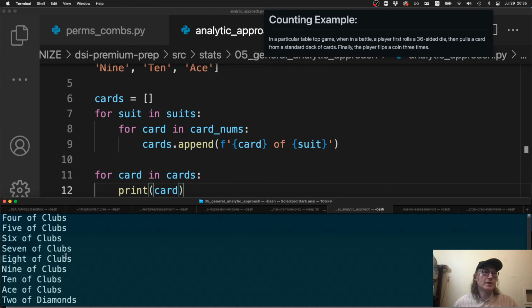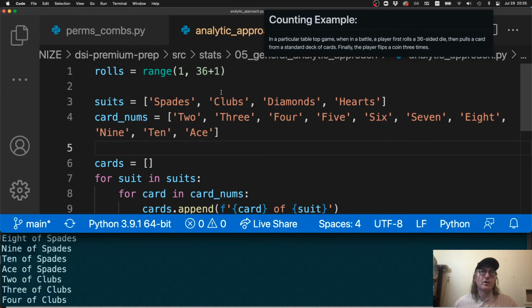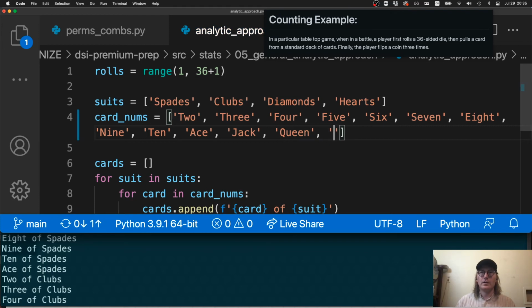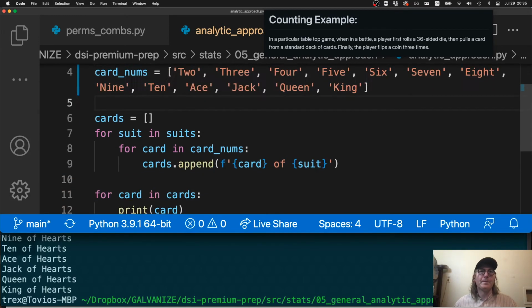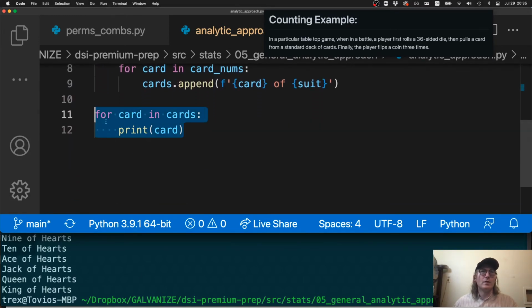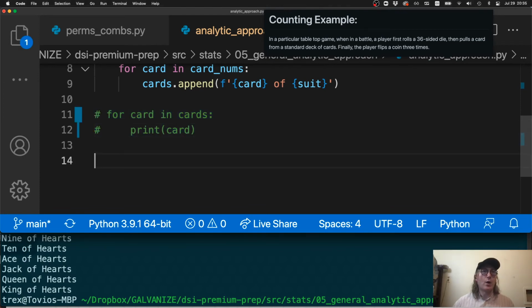Oh, you know what? We don't have all of them in there. Sorry, ace, jack, queen, and king. There we go. That should get us everything. And it does. Okay. So that is going to get us our cards, and then the last thing, finally, the player flips a coin 3 times. Well, we know how to do that.